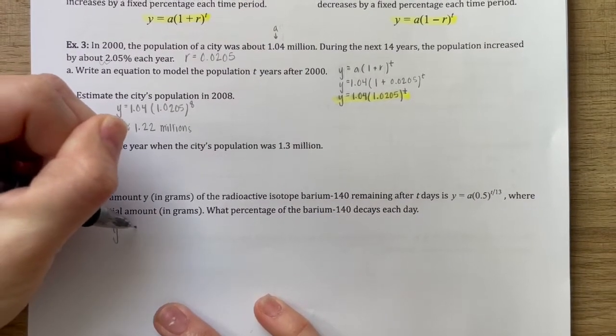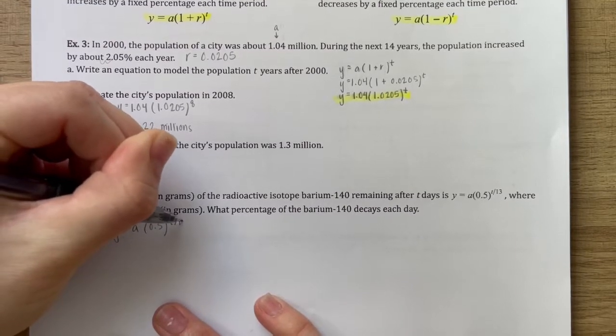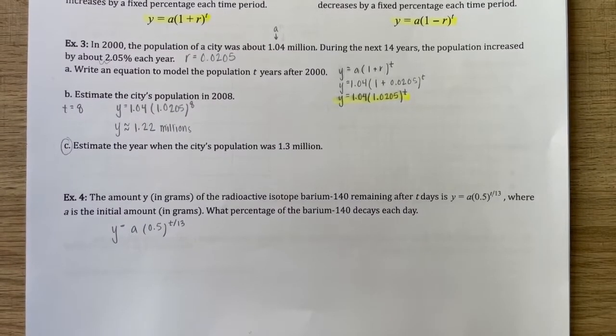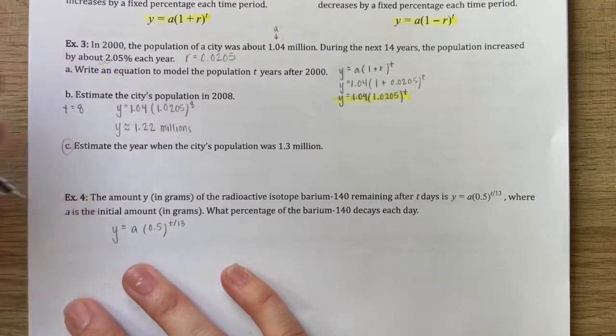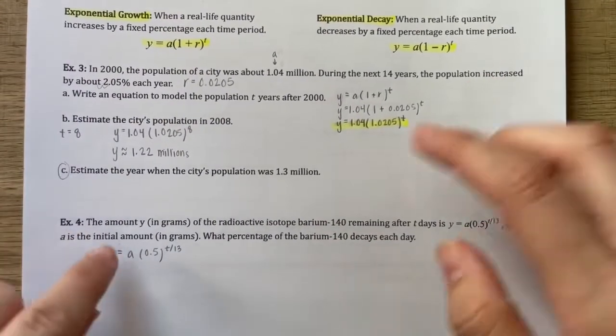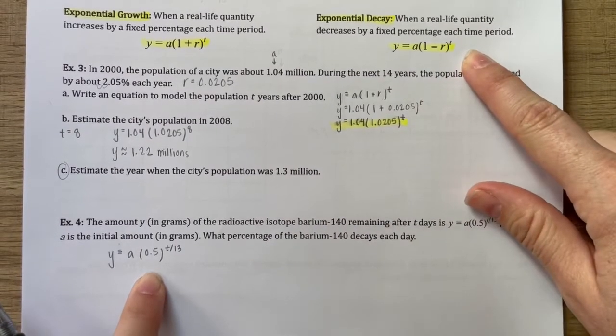So y equals a times 0.5 to the t over 13. So we're basically trying to find the decay rate. It says what percentage of barium-140 decays each day, so we're trying to find the decay rate. In order to do that, we're going to have to figure out a way to rewrite the equation so that it looks more like the exponential decay formula.